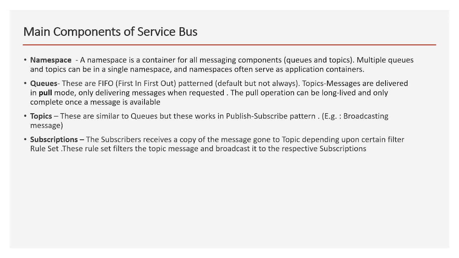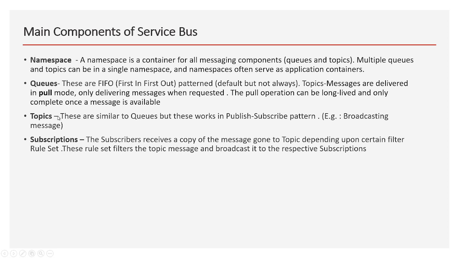Now, what are queues? There are two ways you can store the messages in the Service Bus. One is queues, one is topics. The difference is that queues are by default first in, first out, as the name suggests, but not always. I will discuss where it deviates from the first in, first out principle, but by default it is first in, first out. Messages are delivered in a pull mode, only delivering messages when requested. I'll show you in a pictorial diagram so that you will be able to understand. And the operation can be long-lived, only completing once a message is available.